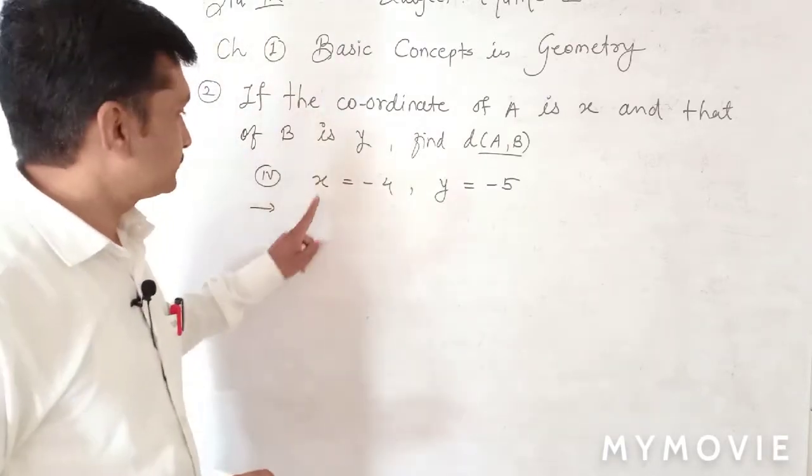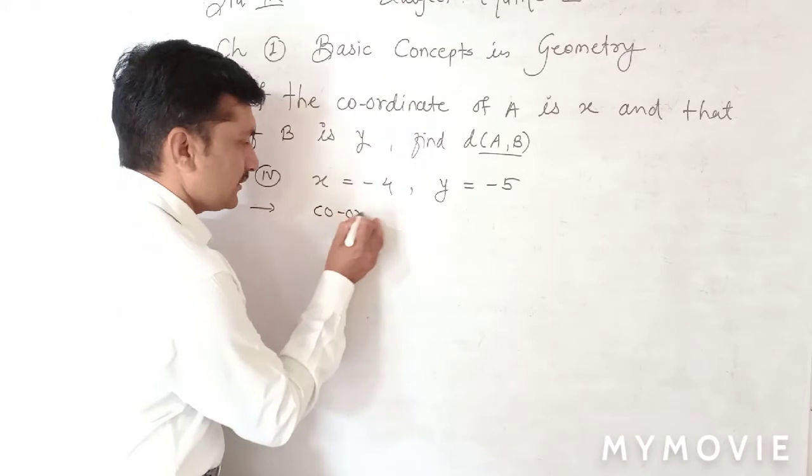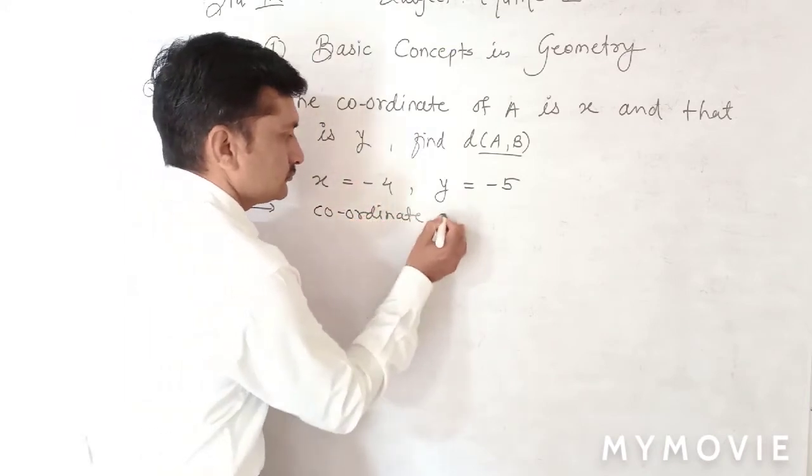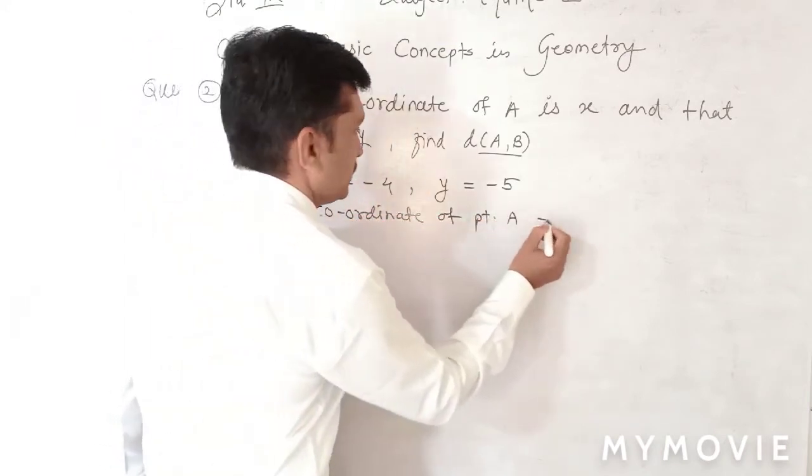Example number 4. Coordinate of point A is minus 4.